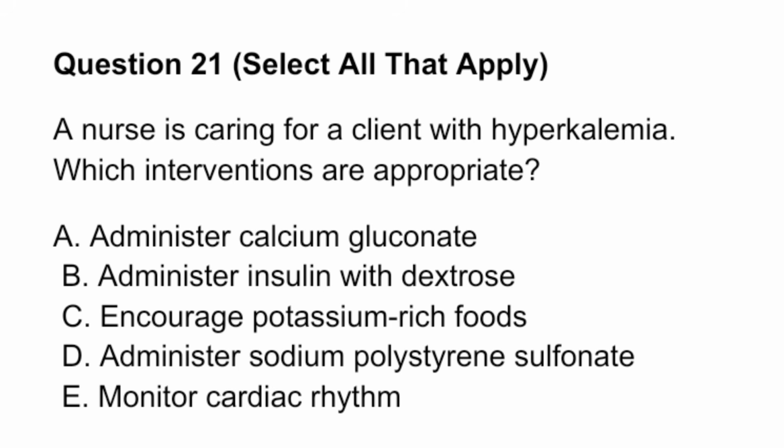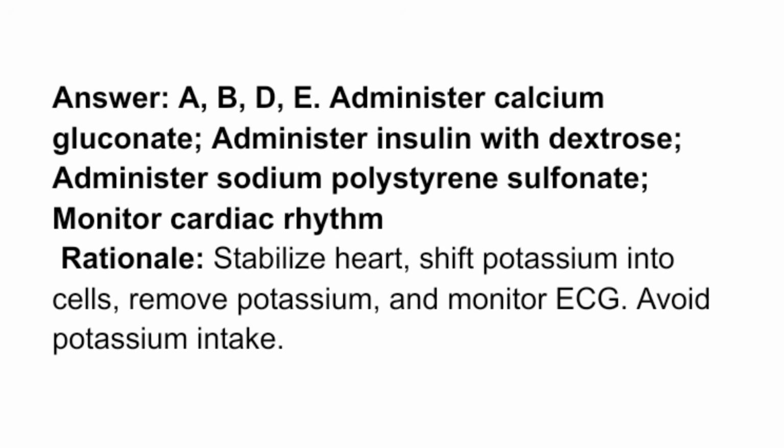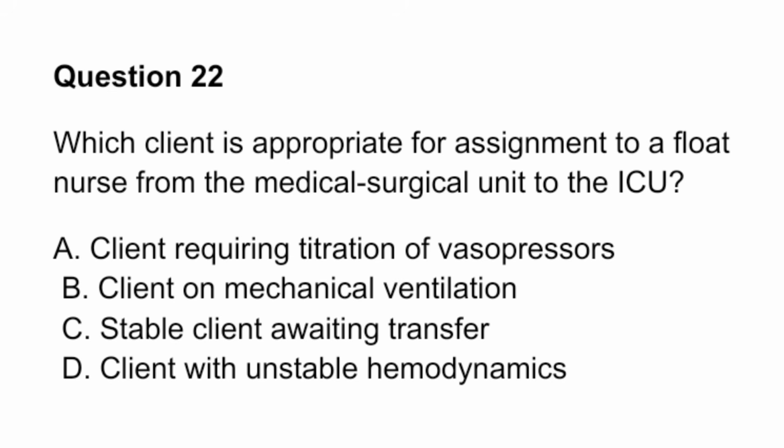Question 21. Select all that apply. A nurse is caring for a client with hyperkalemia. Which interventions are appropriate? A. Administer calcium gluconate. B. Administer insulin with dextrose. C. Encourage potassium-rich foods. D. Administer sodium polystyrene sulfonate. E. Monitor cardiac rhythm. Answer: A, B, D, E. Administer calcium gluconate. Administer insulin with dextrose. Administer sodium polystyrene sulfonate. Monitor cardiac rhythm. Rationale: stabilize heart, shift potassium into cells, remove potassium, and monitor ECG. Avoid potassium intake.